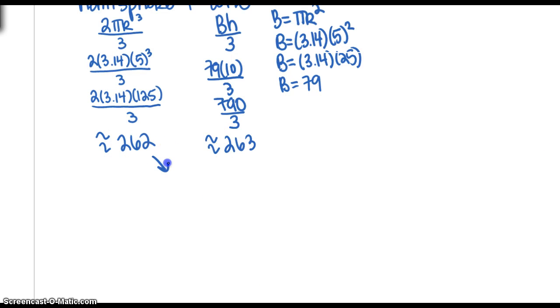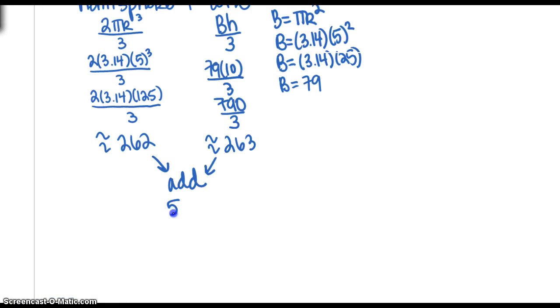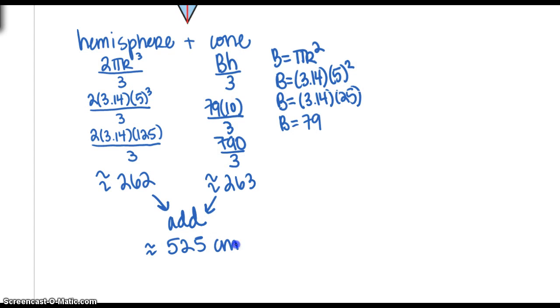Now what you're going to do is add these together. So 262 plus 263. Isn't it interesting that those are almost the exact same volume? It is to me. It's probably not to you, but it is to me. It's going to give you about 525, and what are our units? Centimeters. Centimeters cubed. Okay?